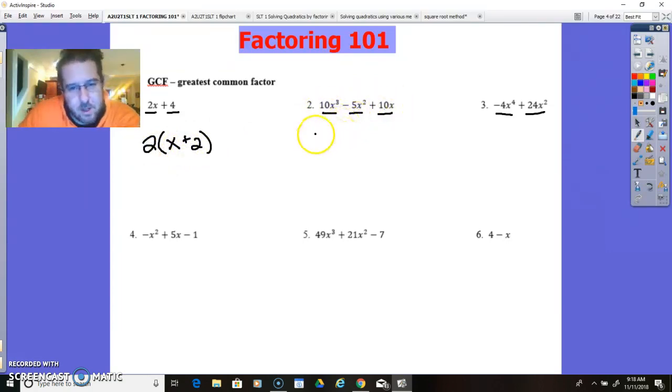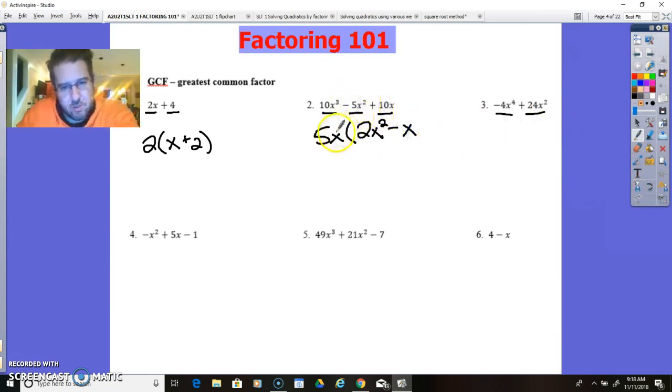All 3 of these terms can all be divided by 5x. They all have at least 1x, and they all can be divided by 5. 10 divided by 5 is 2. X to the third, remember laws of exponents. Whenever you're dividing things with the same base, you subtract the exponents. 3 minus 1 makes 2. Negative 5 divided by 5 is negative 1. You can put a 1 here. It's not needed. X squared divided by x is just x, because 2 minus 1 is 1. 10 divided by 5 is 2, positive 2, and x divided by x is nothing. Alright, so there we go.